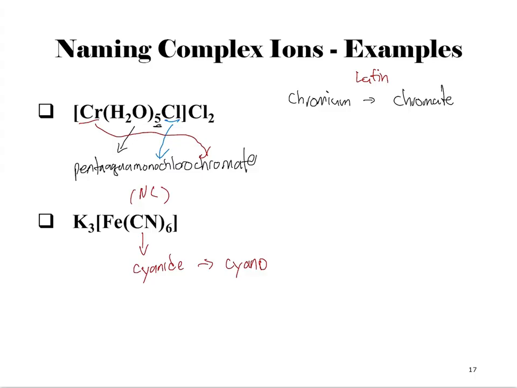And how many of them are there? 6. And that means the prefix should be what? Hexa, because what kind of ligand is this? Is it monodentate or polydentate? All right, if we get stuck, we can think about what the structure for this looks like. It looks something like this, right? So what do you think? It'll be mono or polydentate?